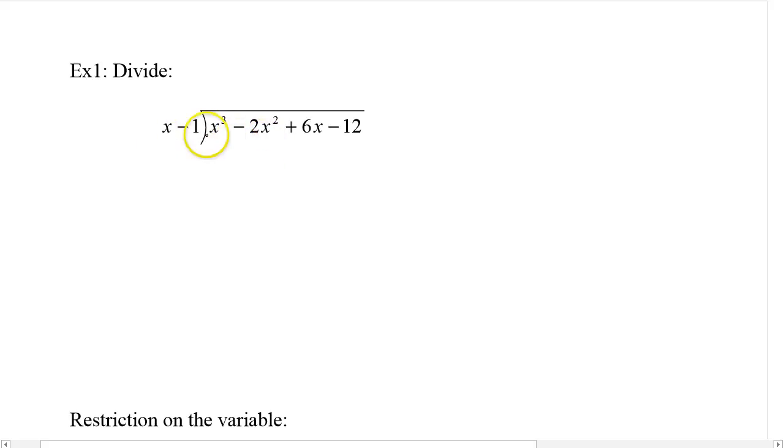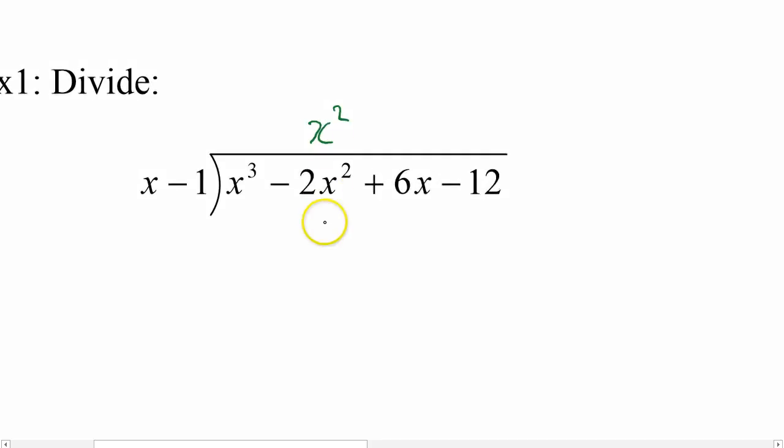How many times does x go into x cubed? And the answer would be x squared times. And I'm going to put my x squared here because I want to have room for these two terms. Now, when I multiply this back, I'll say x squared times x is x cubed.